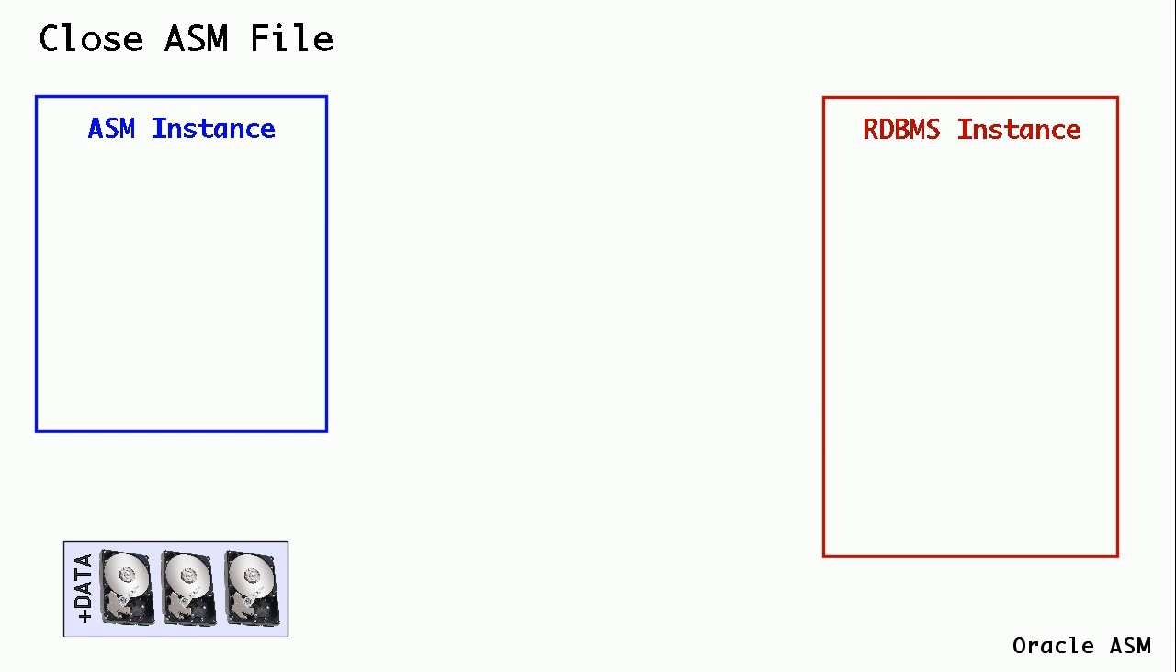Now, let us understand how Oracle Database closes an ASM file. Database instance sends a request to ASM instance when it wants to close an ASM file. ASM instance cleans up file's internal state. ASM file is now closed.